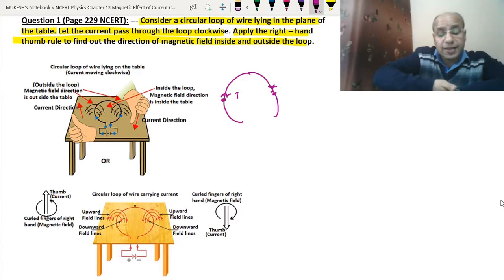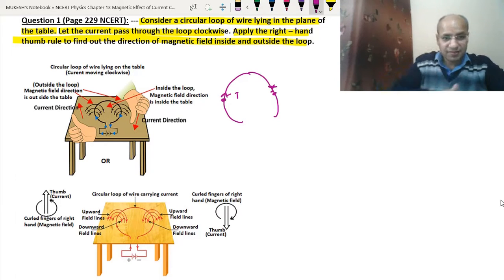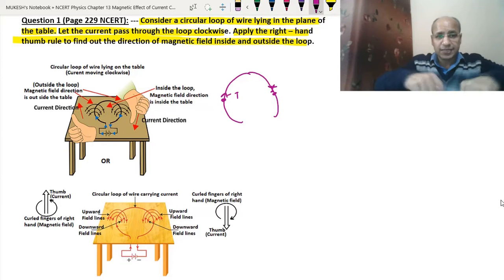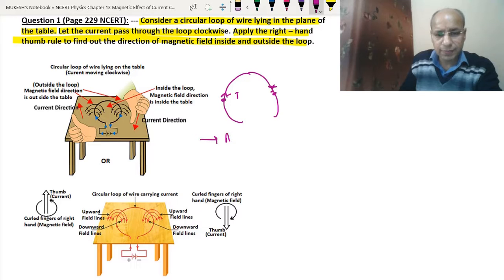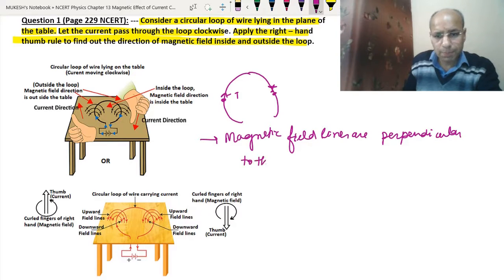If we apply the right hand thumb rule here, that means the field is going towards the inside of the loop, means the upward field lines will be there. And here also, since it comes down, the field is here like this. So that means inside the loop, or inside the table, it is going like this. Here we can say that magnetic field lines are perpendicular to the plane of paper. I hope this is clear to you.